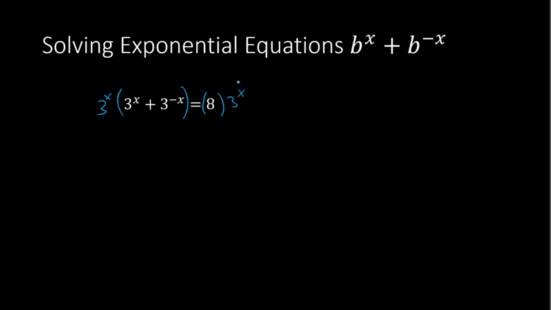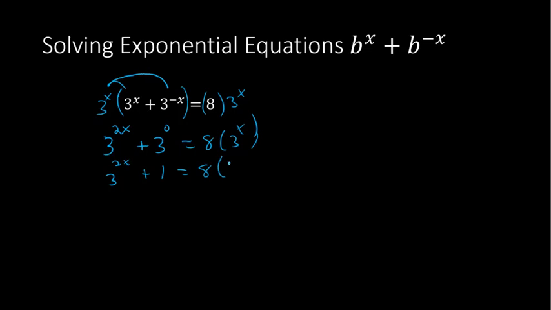And the purpose of doing that is because on the left side, when you distribute, we would have 3 to the x times 3 to the x power. You add the exponents, which would be 3 to the 2x power. And then here, 3 to the x power times 3 to the negative x power, you would have to add the exponents, x plus negative x. That would give you 3 to the 0 power. And that's equal to 8 times 3 to the x power. All right, so then from here, 3 to the 0 power is 1. So we have 3 to the 2x power plus 1 equals 8 times 3 to the x power.